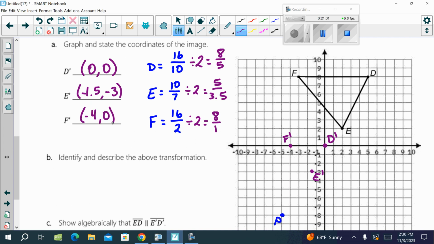All right, get your protractor out. Draw a nice, pretty triangle, straight lines for D prime, E prime, F prime. Did we shrink towards point P? Very good. Do you have any questions?